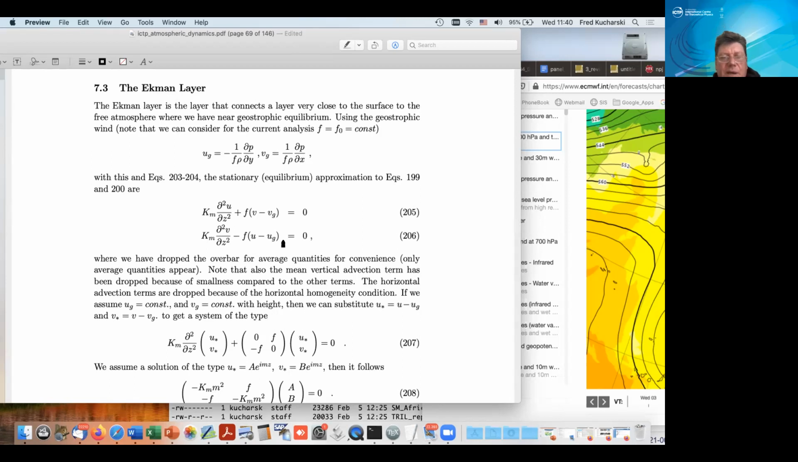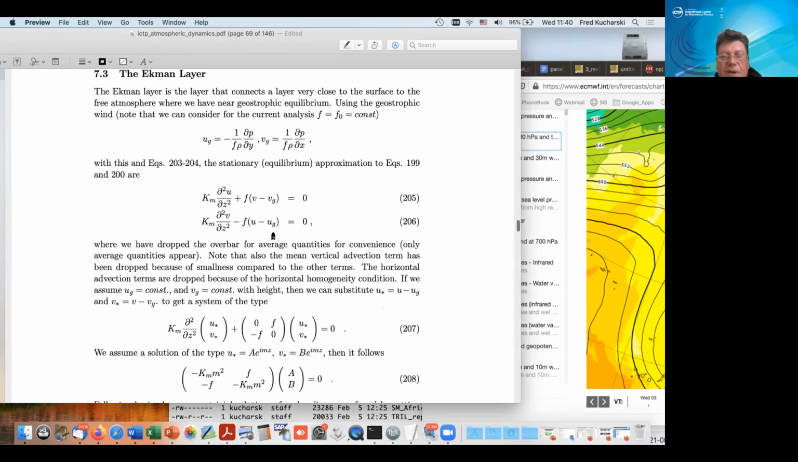We want to solve this equation, but we have to have boundary conditions. So the boundary conditions that we want to use to solve these equations for our boundary layer is that if we go high up, we want to have that the flow is geostrophic. So V should go to Vg and U should go to Ug. And at the lower boundary, we want to have zero flow. So the friction should remove all the flow close to the boundary. That's what friction is supposed to do. These are our two boundary conditions.